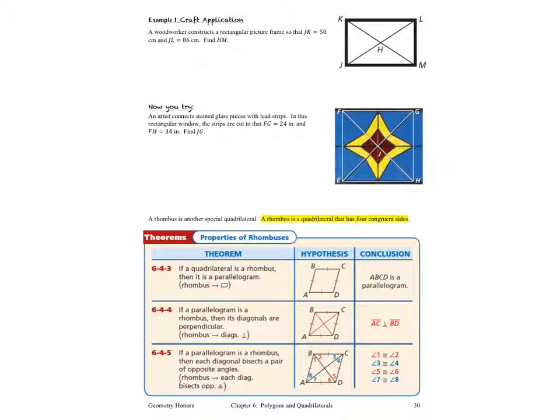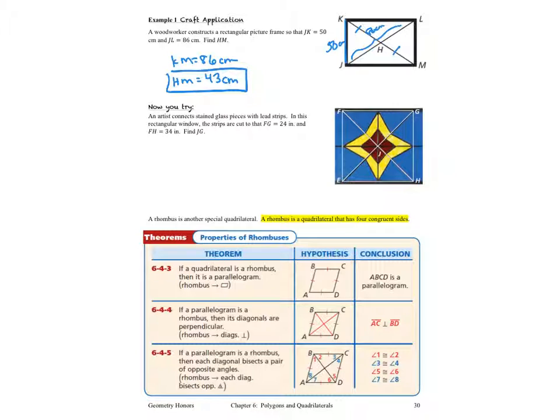A woodworker constructs a rectangular picture frame so that JK equals 50 centimeters and JL is 86 centimeters. Remember, diagonals are congruent, and then all other rules of parallelograms apply at this point. So find the length of HM. Since they're congruent, KM is equal to 86 centimeters, and since it's a parallelogram and diagonals bisect each other, HM would be half of 86, which is 43 centimeters.